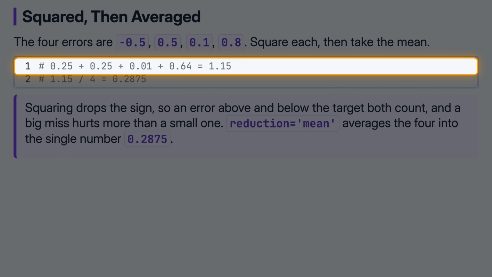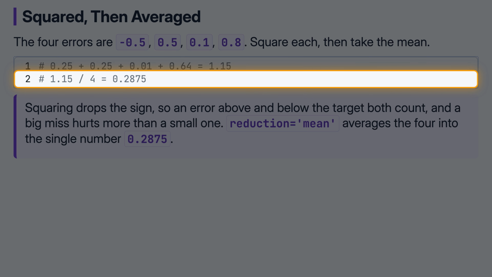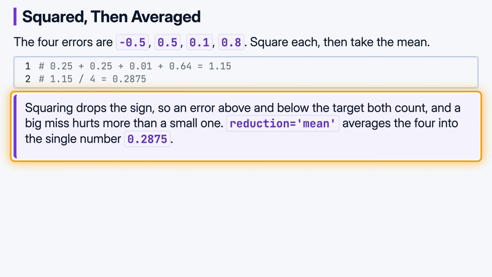Let's see where that number comes from so it isn't magic. The 4 errors are minus 0.5, 0.5, 0.1, and 0.8. Square each one and add them up. That gives 1.15. Then divide by 4, the number of predictions. And remember, mean just means average. 1.15 over 4 is 0.2875, exactly the number we printed. Why square? Squaring drops the sign, so an error above the target and one below both count as wrong, and it makes a big miss hurt much more than a small one.